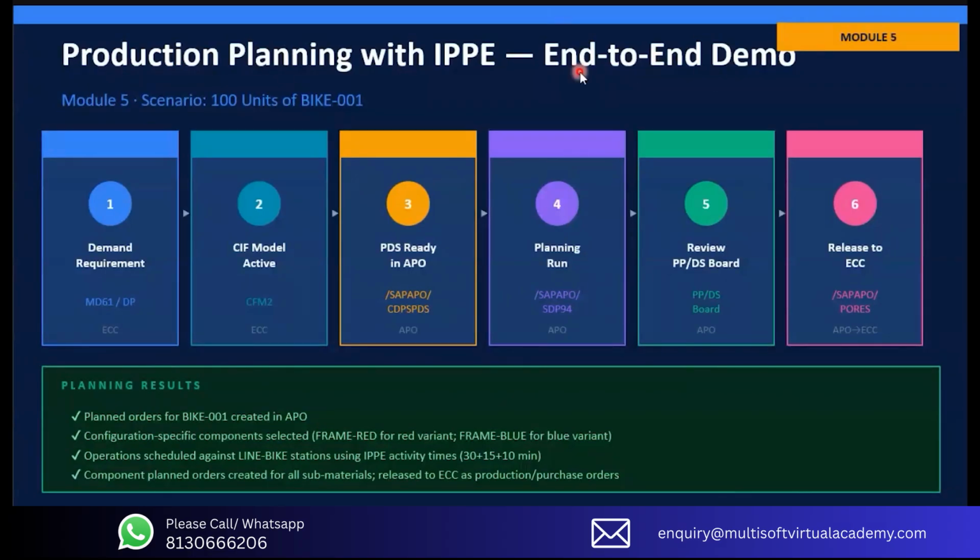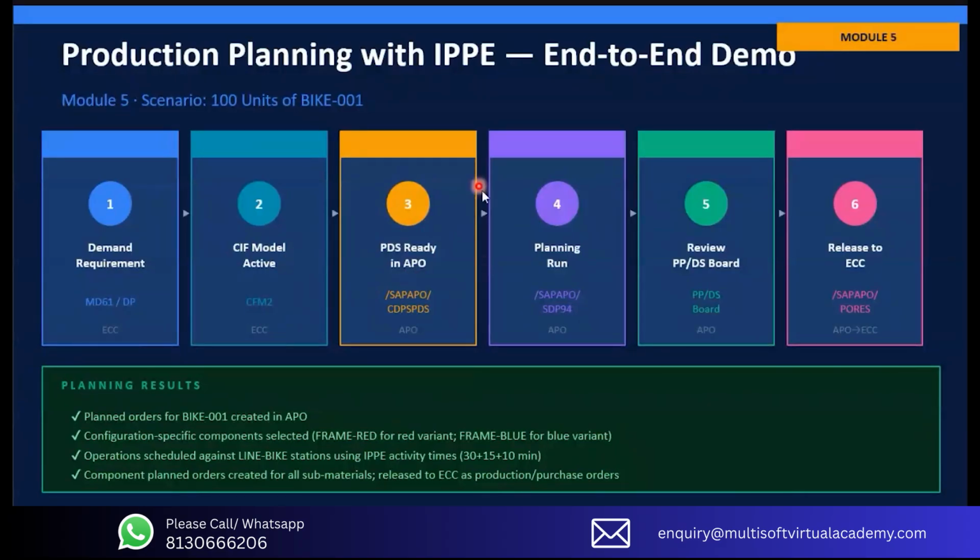Production planning with IPP end-to-end demo. So we'll have a scenario: 100 units of bike. First there is a demand requirement. There's MD61. You create that demand and then go to the CF model, activate CFM2. So it is going to the PD.